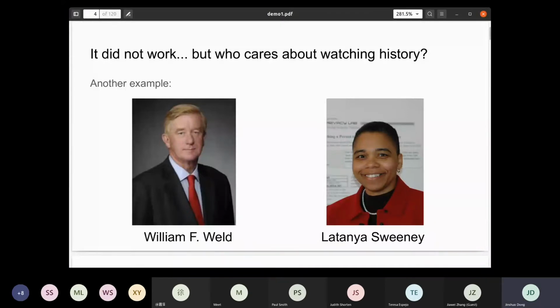But maybe you ask, who cares about watching history? Well, you may not care about it, but some, like sexual minorities or people with political opinions that are unpopular in their country or community, they may care about it. Okay? So even if this Netflix example is not convincing enough, then there's another example.